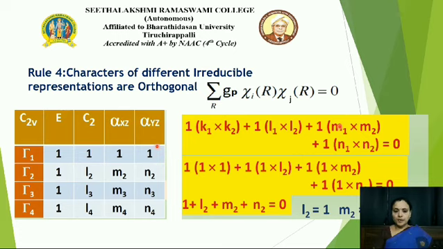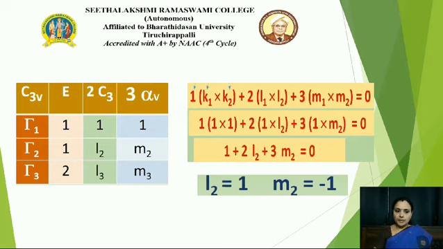Therefore, by substituting the values of L2 as 1, M2 as -1 and N2 as -1, the rule can be satisfied. Similarly, for the C3V point group, by substituting L2 equal to 1 and M2 equal to -1, we will get the other characters. Similarly, for the C3V point group, 1 into K1 into K2 plus 2 into L1 into L2 plus 3 into M1 into M2 must be equal to 0. Therefore, by substituting L2 equal to 1 and M2 equal to -1, we will get 0 as the answer.